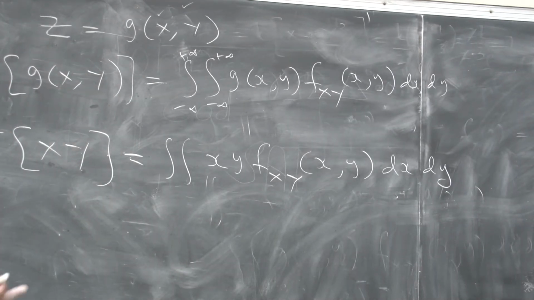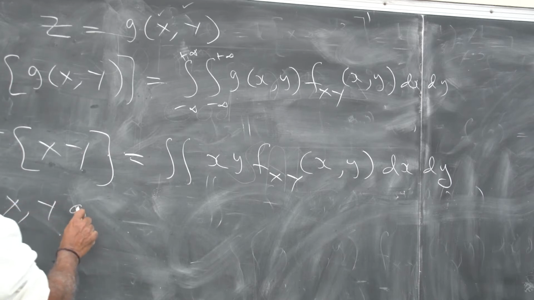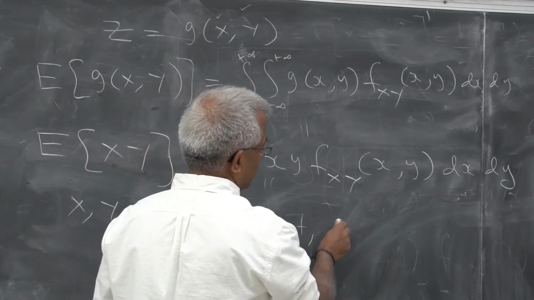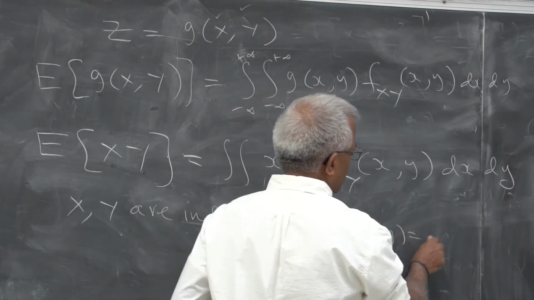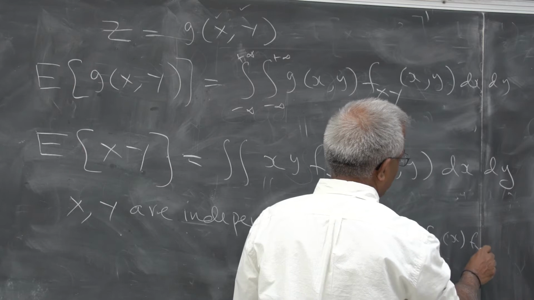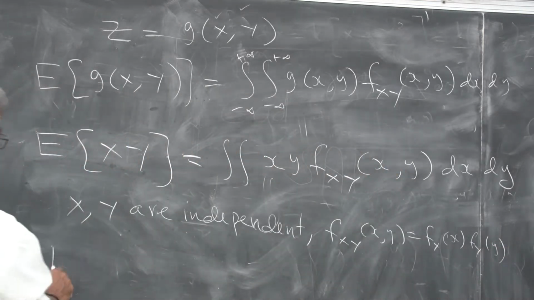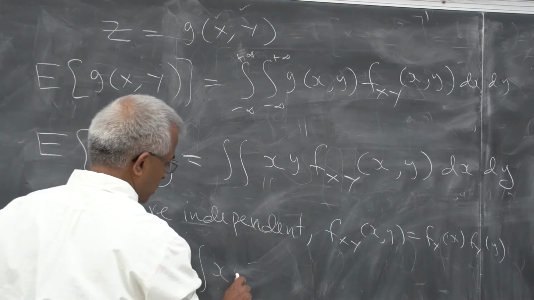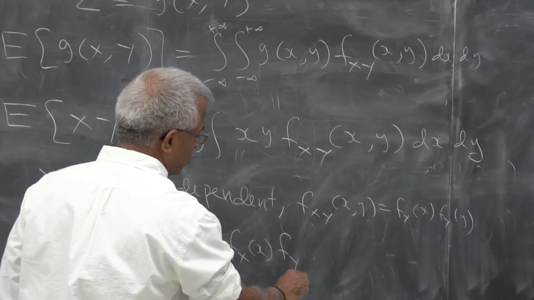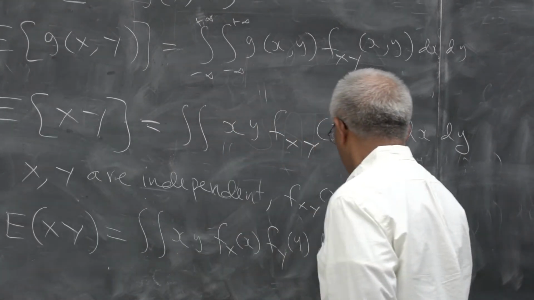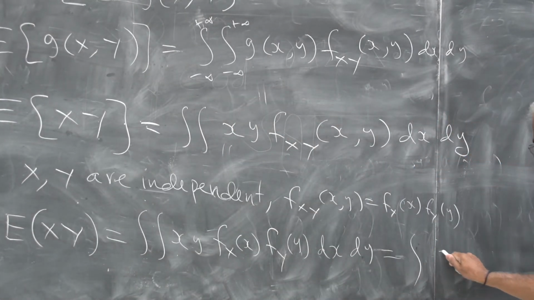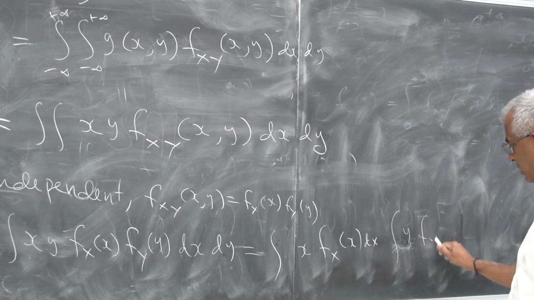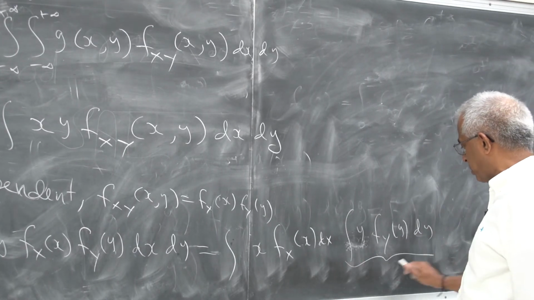So in here, there's an interesting special case. Suppose x and y are independent. Then we have f_XY(x, y) is of course f_X(x) multiplied by f_Y(y). So in that case, notice that the expected value of XY becomes the double integral of xy f_X(x) f_Y(y) dx dy. But you notice that now the integral splits. You can write this as the integral of x f_X(x) dx times the integral of y f_Y(y) dy. But each of them is the expected value of X and Y.